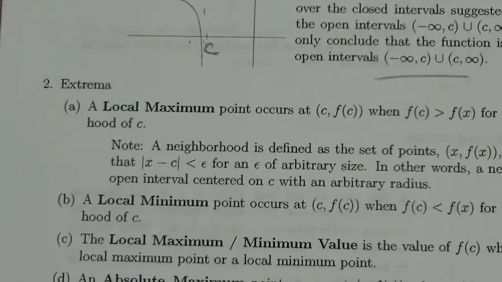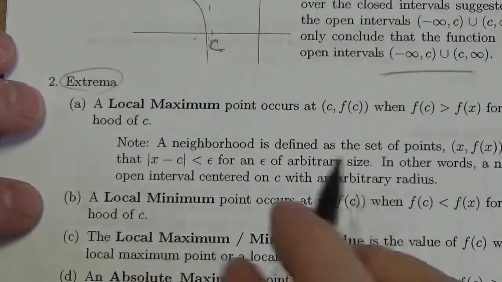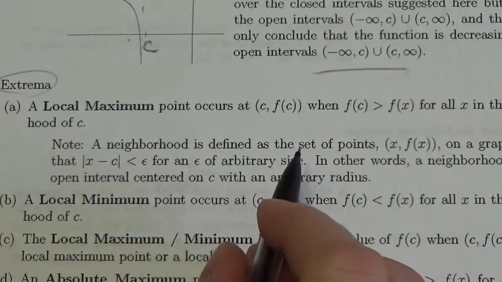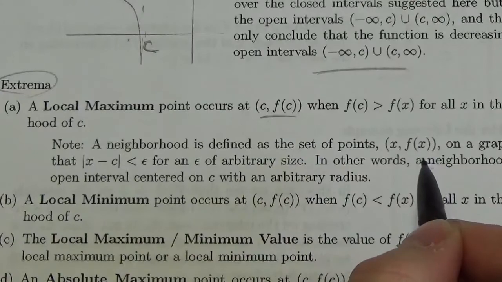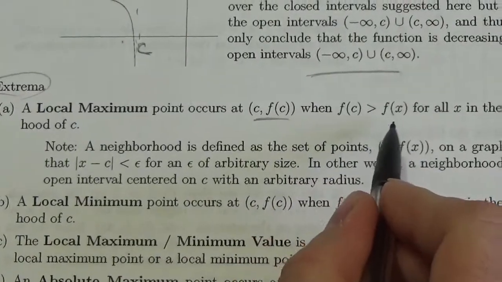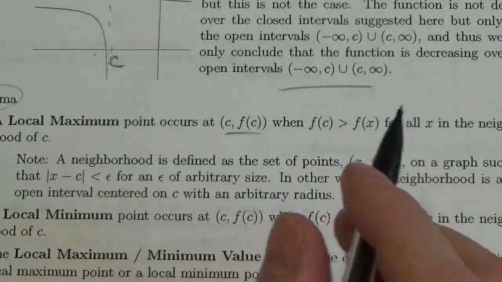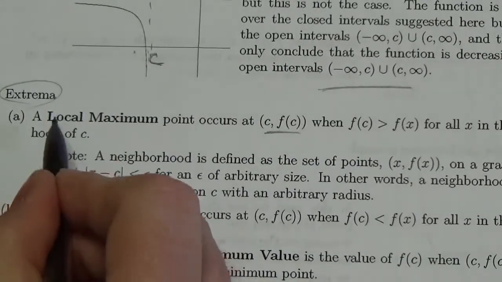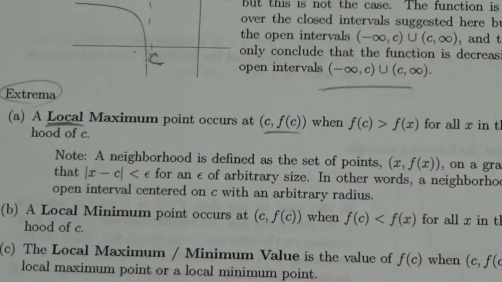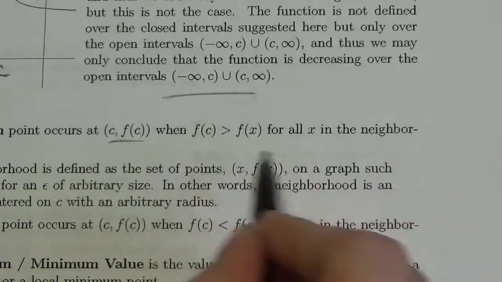Okay, so let's take a look at now some more definitions here. The extrema, okay, so extreme values. A local maximum point occurs at some point c comma f of c, when f of c is greater than f of x for all x in the neighborhood of c. Now, we're being really specific here in our vocabulary, and I hope that this makes sense. We are using the word local in this definition, when we have a neighborhood around the point.